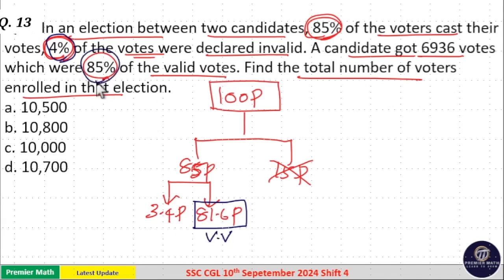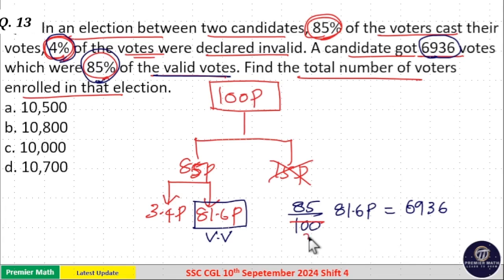Now, the question clearly says 85% of the valid vote is equal to 6936. That is, 85% of total valid vote is equal to 81.6 part, which is equal to 6936. Then we have to find out what is 100 part. Here 5 goes 20 times in 100, 5 goes 17 times in 85. Now if I divide 81.6 by 20, 2 goes 4 times in 8, 2 goes 8 times in 16. Now here 0.6, divided by 10. So 4.08. This is equal to 4.08.